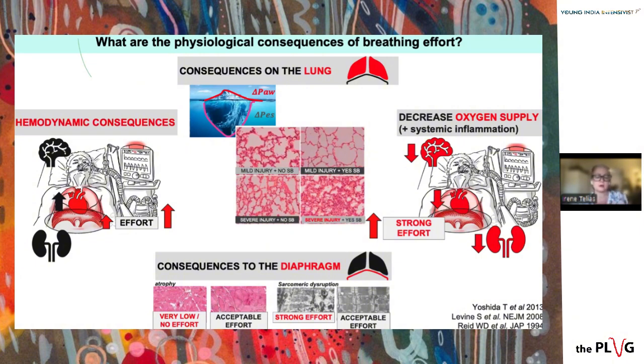More recently, there has been a lot of emphasis on the effect of breathing effort on the diaphragm itself and other respiratory muscle cells, but primarily the diaphragm. With very low or absent effort, you have atrophy. With breathing effort within an acceptable range, the individual patient preserves respiratory muscle structure and function. But with excessively strong breathing effort, there is the possibility of sarcomere disruption and muscle dysfunction, as compared to acceptable breathing effort. This is a general overview that breathing efforts have consequences.